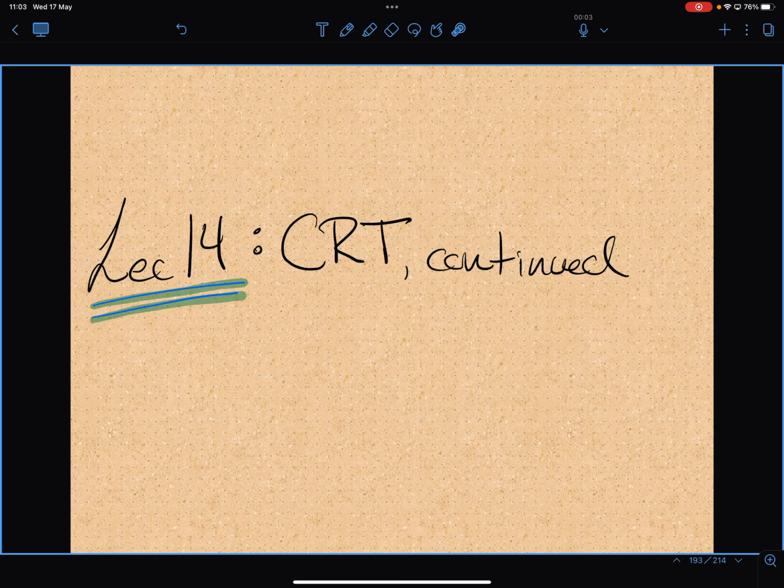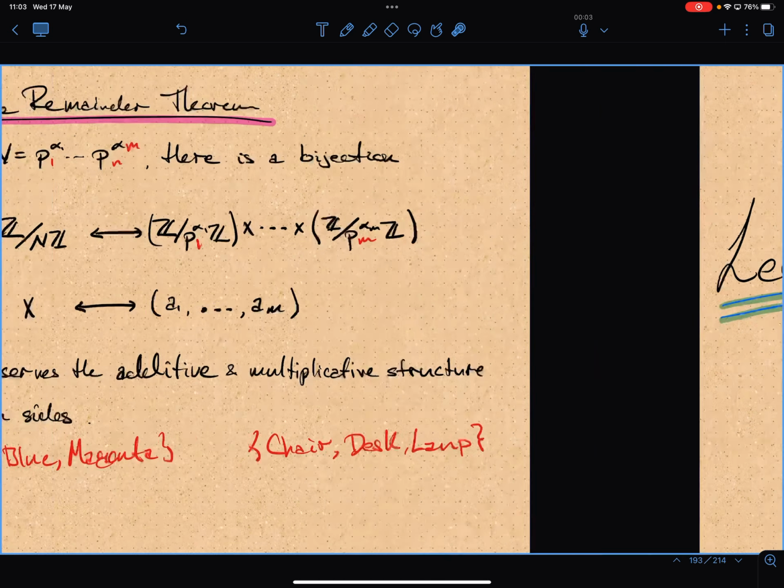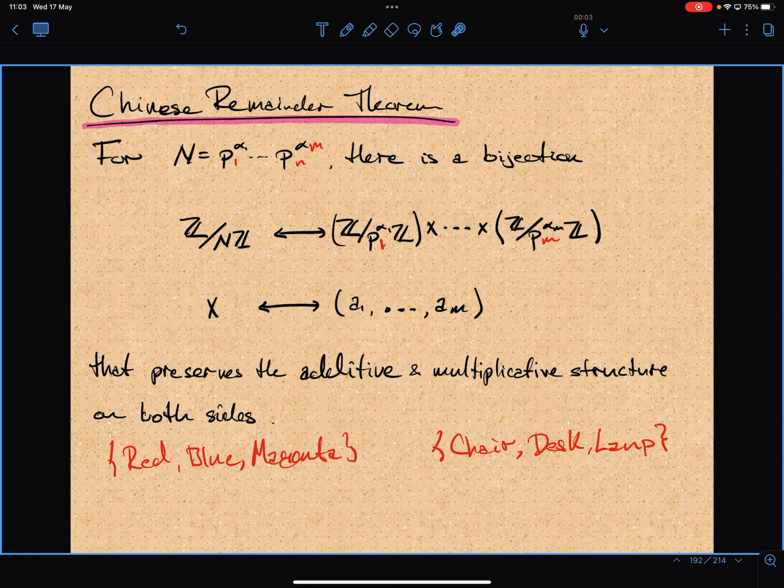And so let me remind you quickly what the Chinese remainder theorem says, is that there's a bijection between integers modulo n and these tuples of integers modulo p_i to the alpha_i, where the prime factorization of n is given by the p_i's to the alpha_i's. And not only is there a bijection, which since the two sets have the same cardinality, there should be and there are many, but there exists a specific bijection that preserves the additive and multiplicative structure.